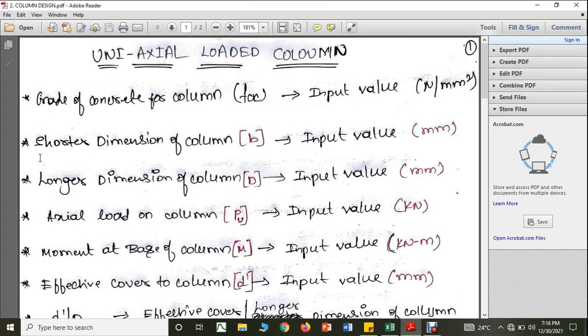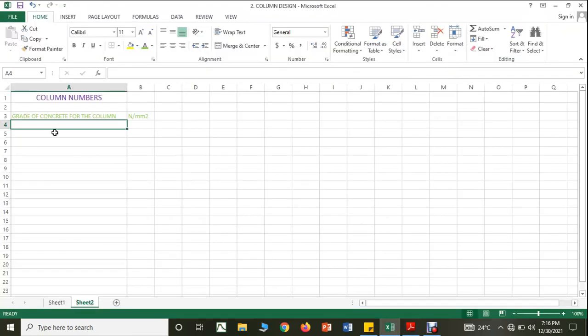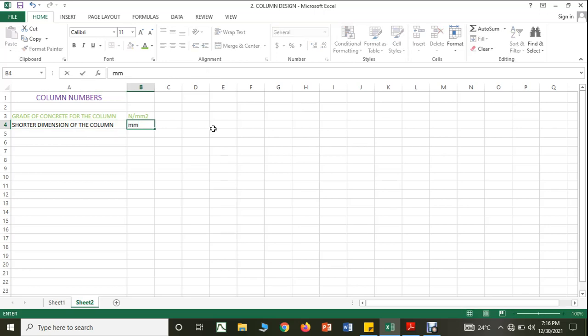Then next you have the shorter dimension of the column, which is represented as small b. That is also an input value which will be given in mm. So the shorter dimension of the column will be in mm. This is also an input value, so therefore let us give like this.